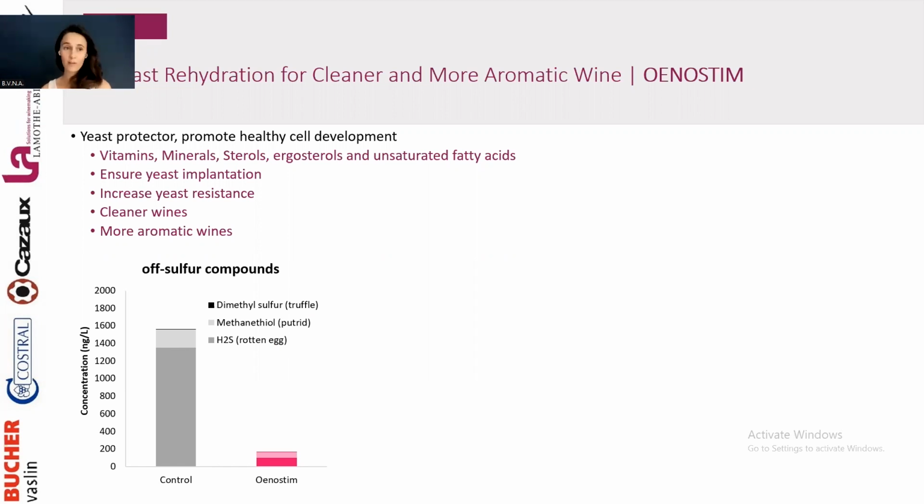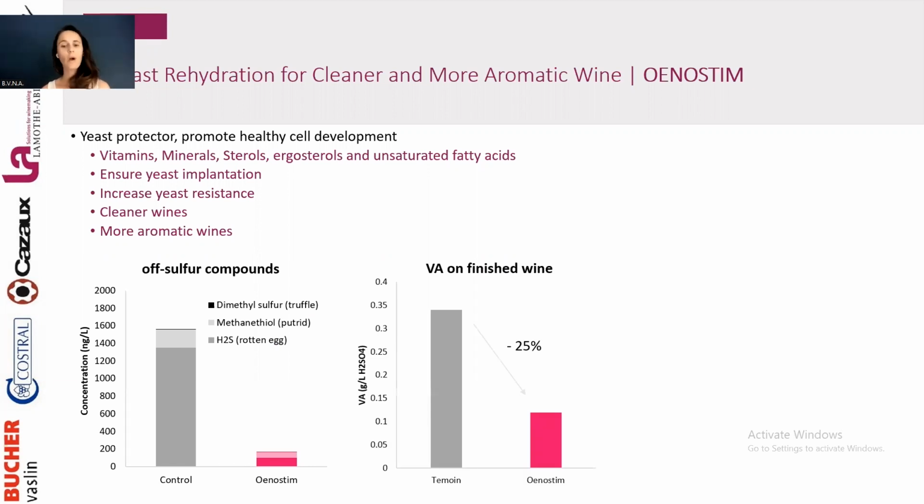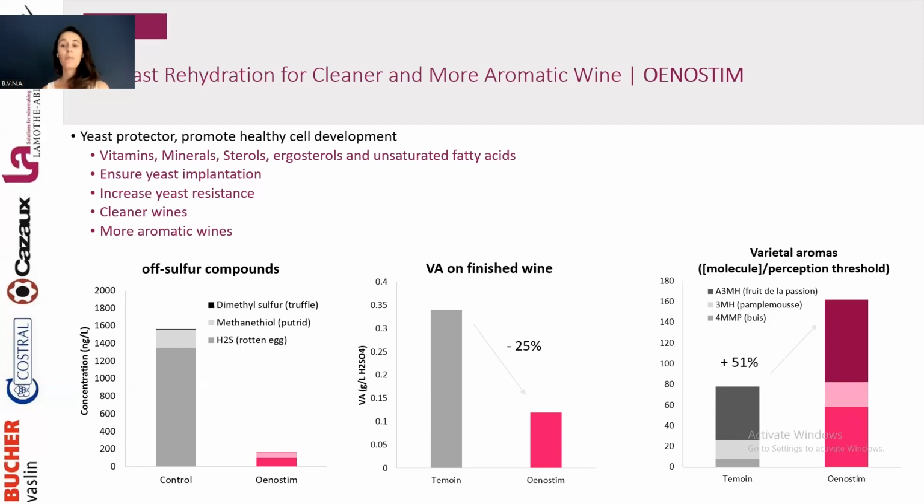That's because the yeast is not stressed and doesn't have to produce them. And she is actually comfortable and more resistant to outside aggressions. We are having less VA on the final wine. That's also the same reason, less stress. And then we are having more thiolic compounds produced.